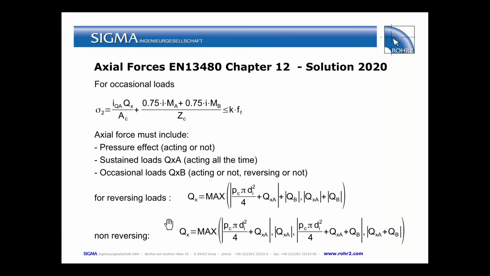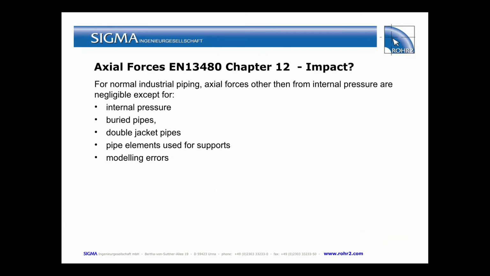And so all the combinations with the correct signs are added up, and the maximum is taken here. Now, what's the impact on the stress calculation? For normal industrial piping, the actual forces other than from internal pressure are negligible, except for buried pipes, double jacket pipes, and pipes used for supports, or if someone has done a modeling error and has put some axial stops in a straight line.